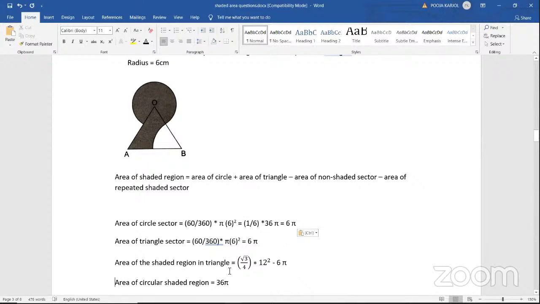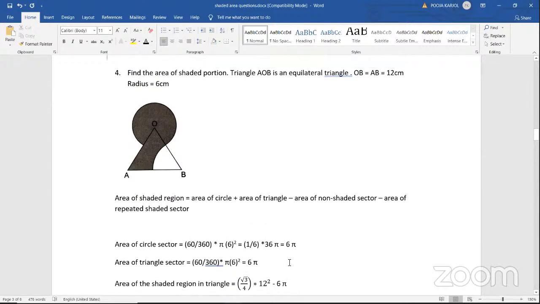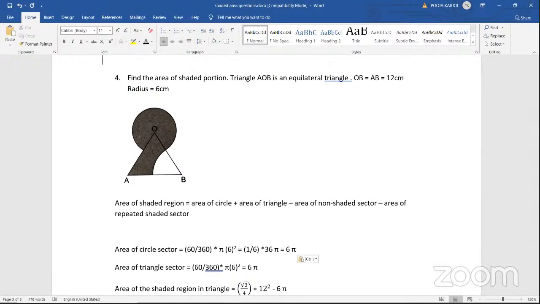Area of the shaded region in the triangle. Shaded region means just this part. Now, what is the formula for the area of an equilateral triangle? Root 3 by 4 into a square. How did they know the radius of that triangle sector? Because we found the area of the sector at this point O, let's say OPQ, right?